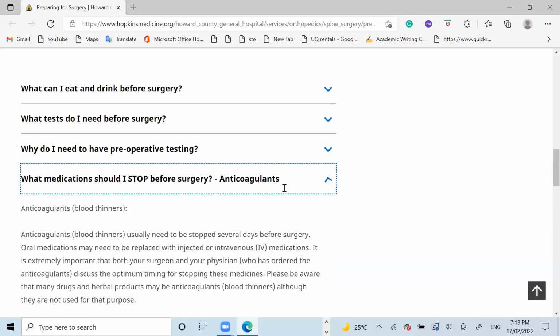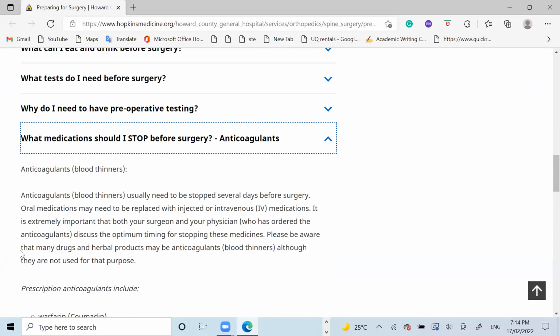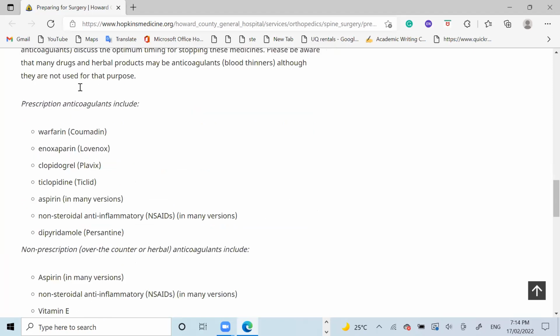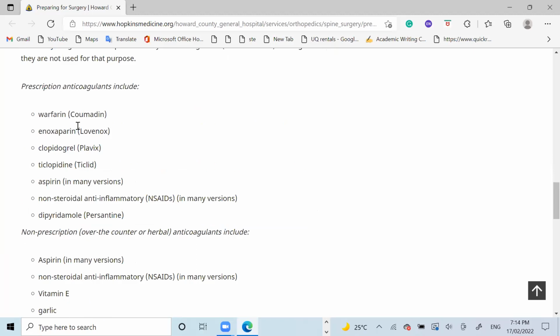Now, anticoagulants. Blood thinners are required to be stopped several days before the surgery. Oral medication may be replaced with IV or injected ones. It is extremely important that both your surgeon or your physician discuss the optimum timing for stopping these medications, which is usually 7 to 5 days before the surgery. Okay, what are the anticoagulants? Warfarin, enoxaparin, which is the low molecular weight heparin, clopidogrel, ticlopidine, aspirin, NSAIDs in many versions. Any type of NSAID, stop before the surgery. Dipyridamole, non-prescribed or over-the-counter.